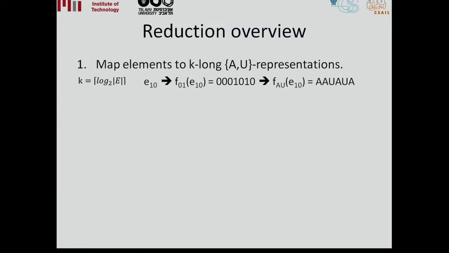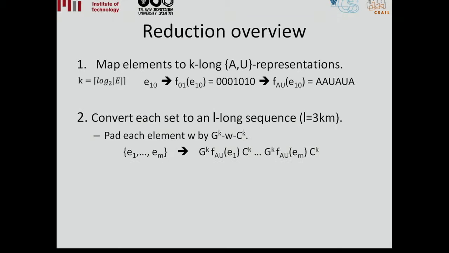Here I give an overview of the reduction. First, we take each element and map it to something we call an A representation. We choose K to be the ceiling of log base 2 of the number of elements, so we can represent each element by a binary vector. We turn each element's number into a binary representation and then convert the bits to A and U. Now we want to put all those representations together, but we don't concatenate them as they are. We prepend each representation with K Gs and append K Cs. In that way, we can break the dependency.